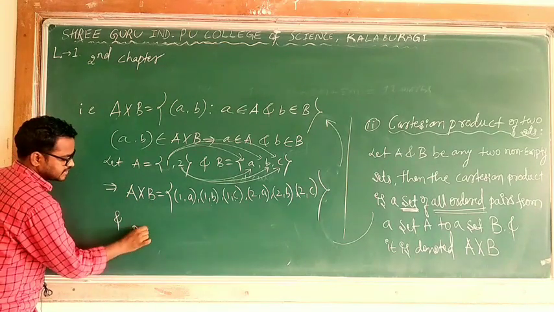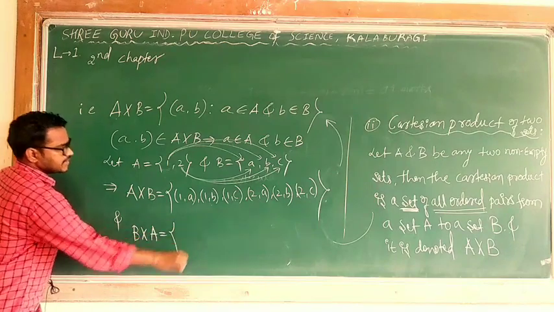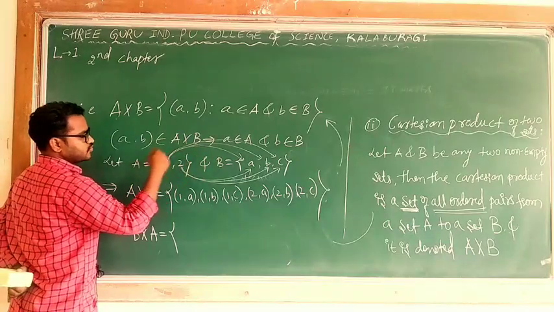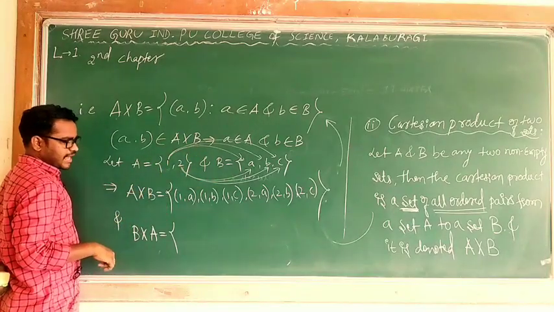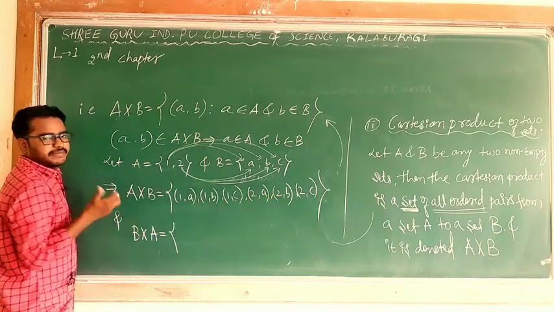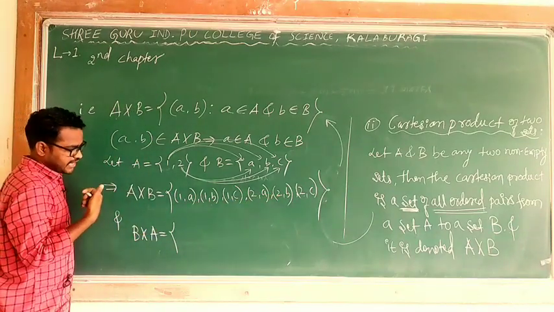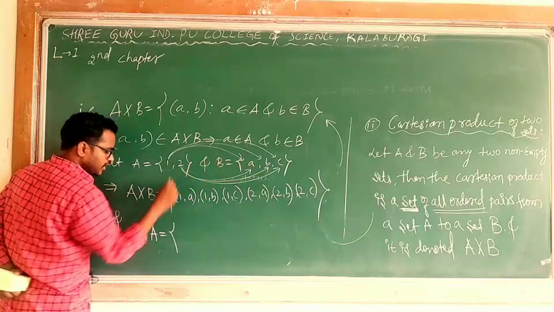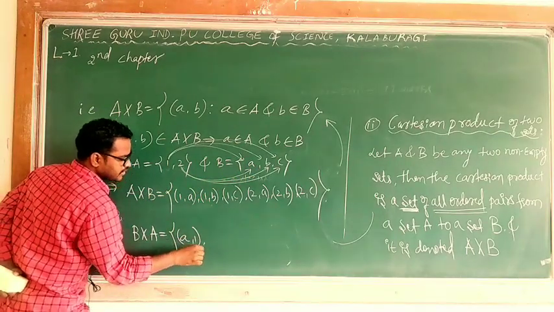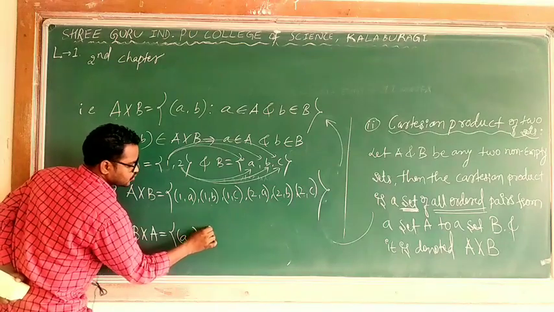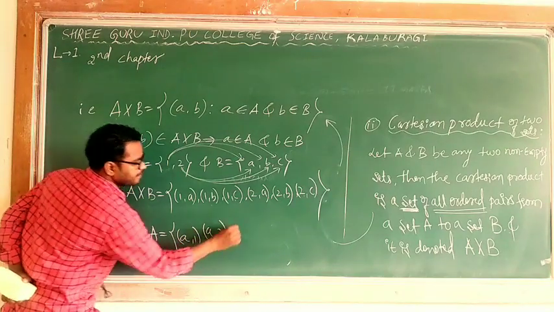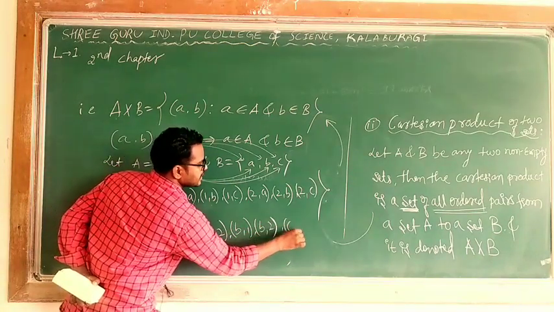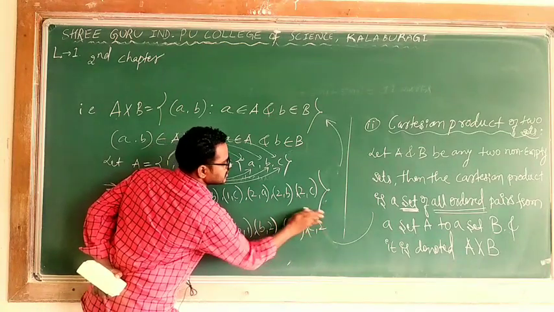Now I will take another thing: while taking B cross A, what will you get? Again, B cross A means I collect a with 1, a with 2, b with 1, b with 2, c with 1, c with 2. What is happening is that these ordered pairs are becoming reversed. So 1 with a becomes a with 1, 1 with b becomes b with 1. Is it a with 1? Yes. a with 2? Yes. b with 1, yes. b with 2, yes. c with 1, yes. c with 2. These are the possible pairs.